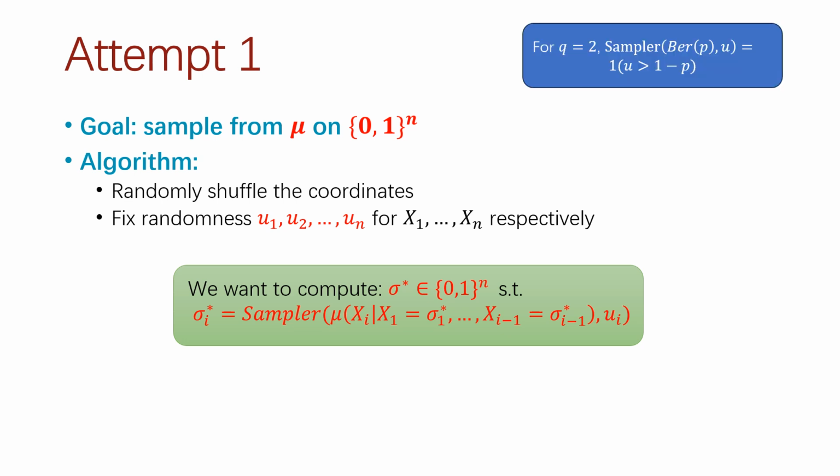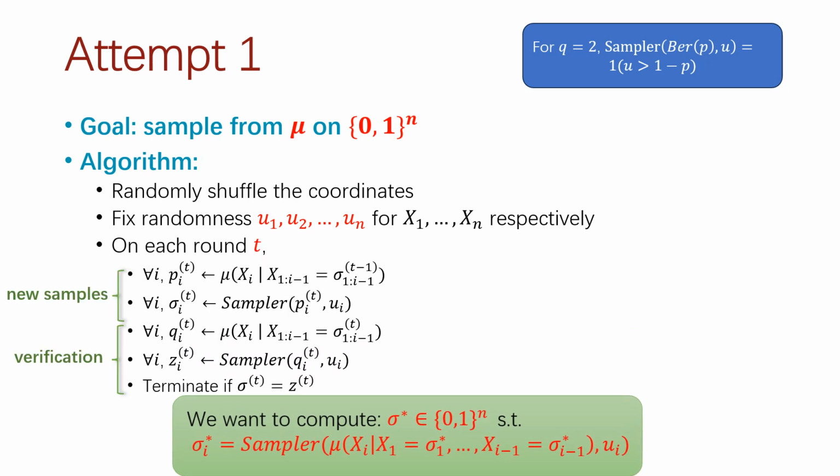For q equals 2, the sampler here can be fairly simple: checking whether the randomness is greater than the probability that the Bernoulli variable is 0. Then, on each round, the straightforward attempt is to generate new samples for xi from the existing samples of x1 to xi minus 1. After generating these new samples, we verify whether our solution satisfies this dynamics.